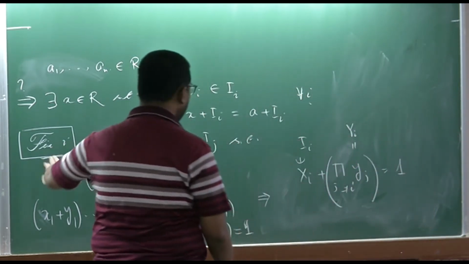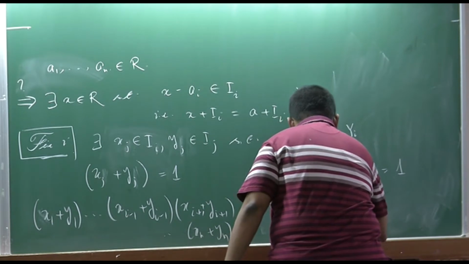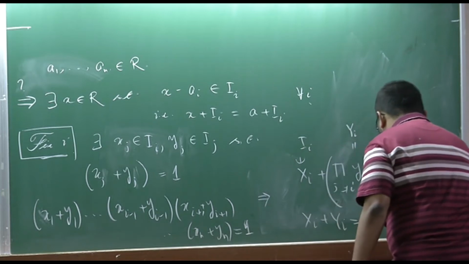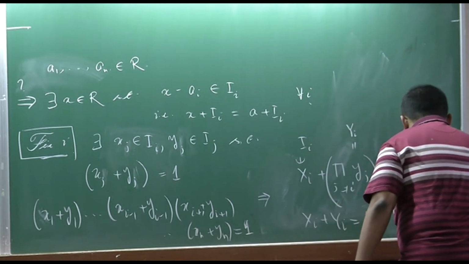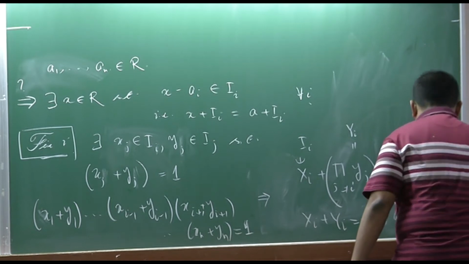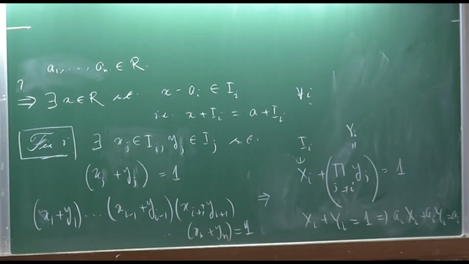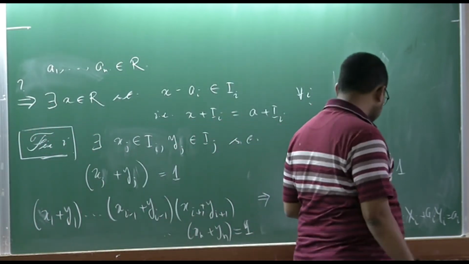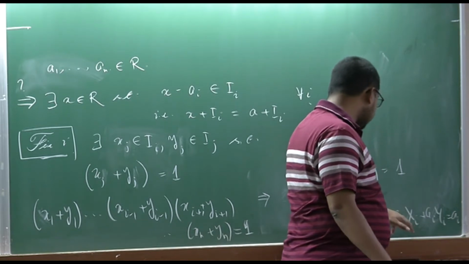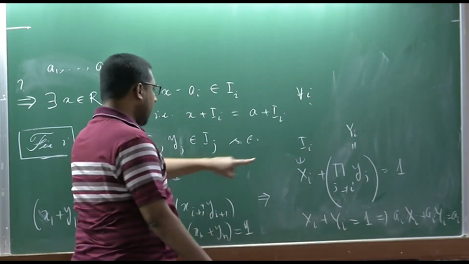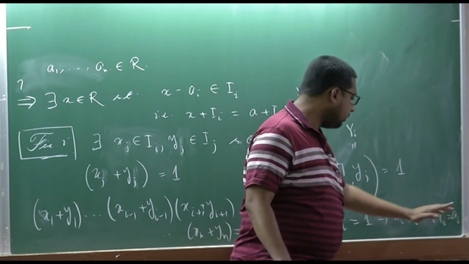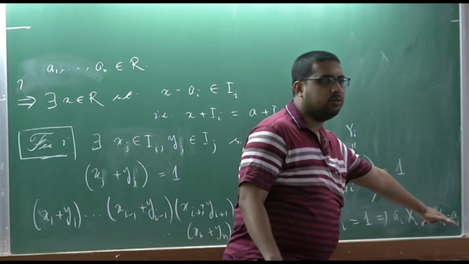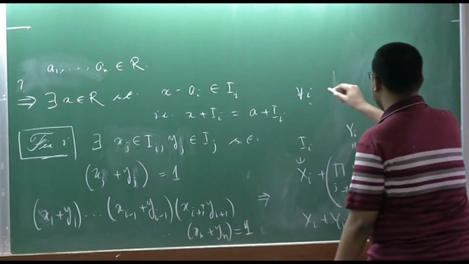So, thus for each i we have xi plus Yi equal to 1, forcing ai xi plus ai Yi equals ai, where the ai's are the given ai's. Now, you see that xi is in Ii, right, xi is in Ii. So, once we see both sides modulo Ii, what we will see is ai Yi equals ai plus Ii. Maybe I can do it here.